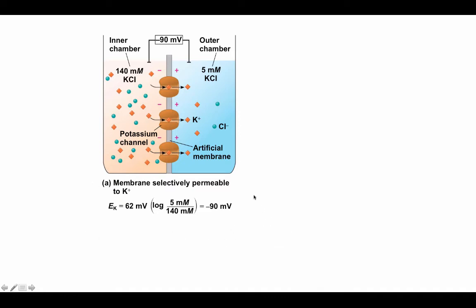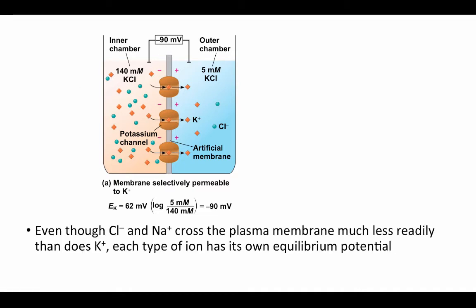Don't worry too much about being able to use this, but we can figure out what this equilibrium voltage will be using the relative concentrations on either side of the membrane, and we find that the equilibrium potential for potassium alone is negative 90 millivolts. So once this reaches equilibrium in this resting system, the difference in charge inside to outside is going to be negative 90 millivolts.